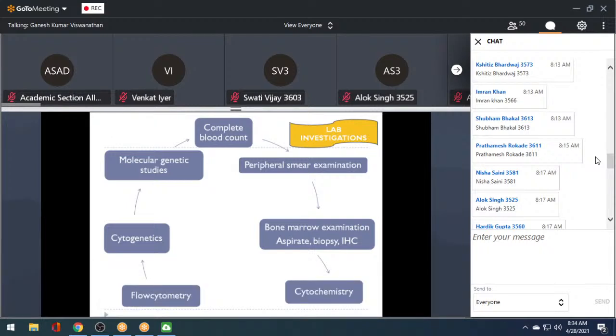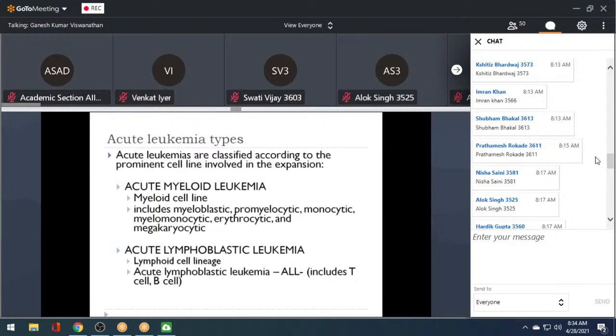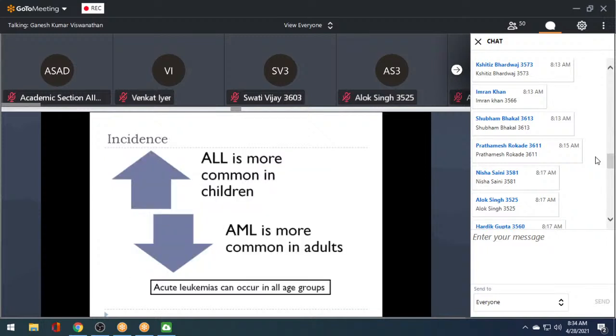So flow cytometry tells you what type of immunophenotypic type of acute leukemia it is, whether it is acute lymphoblastic leukemia or myeloid leukemia, and whether it is B-ALL or T-ALL. Cytogenetics and molecular genetics tells us the basic genetic abnormality. So we have seen that broadly it's classified into acute myeloid leukemia and acute lymphoblastic leukemia. Myeloid leukemia includes myeloblastic, erythroblastic, megakaryocytic, etc., whereas ALL, or acute lymphoblastic leukemia, includes T and B-ALLs.